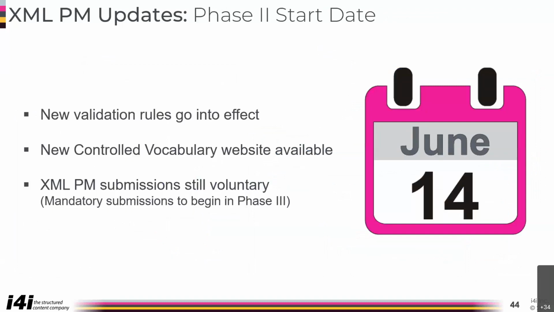On June the 14th, 2021, which is just next week, Health Canada's XML PM implementation is going to be entering Phase 2. Phase 2 launches XML PM into full production. At launch, the new validation rules go into effect, and the new controlled vocabulary website is going to be available. Please note, submissions of XML PMs are still voluntary during Phase 2. Mandatory submissions begin in Phase 3, and the date for Phase 3 is still yet to be decided.